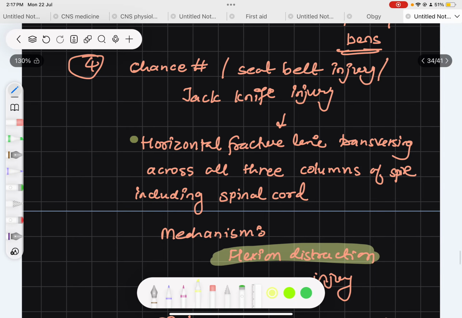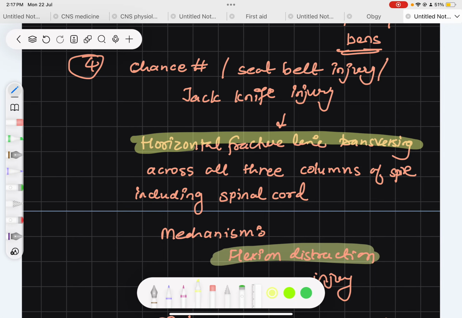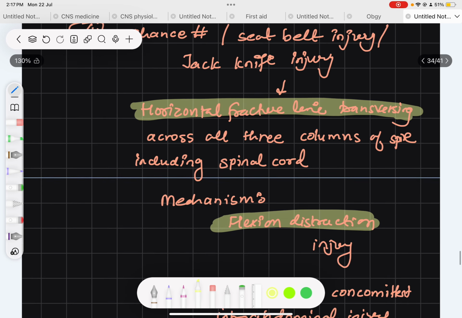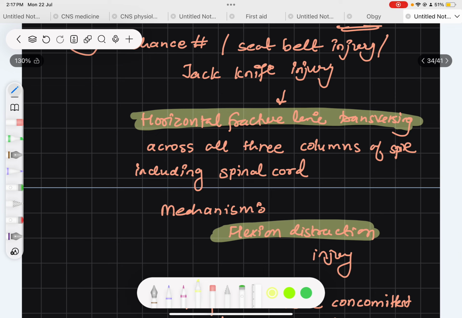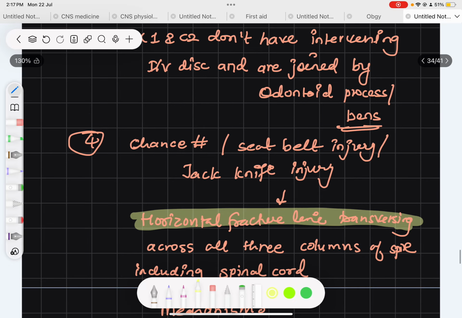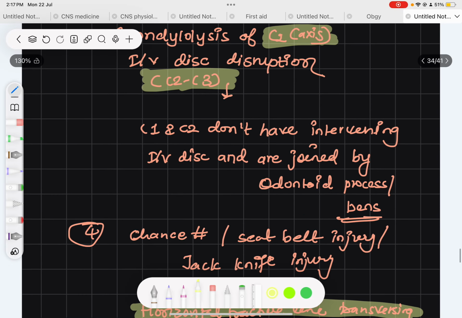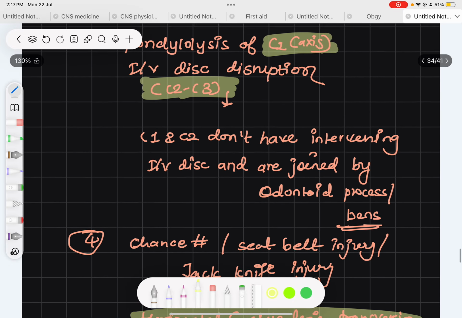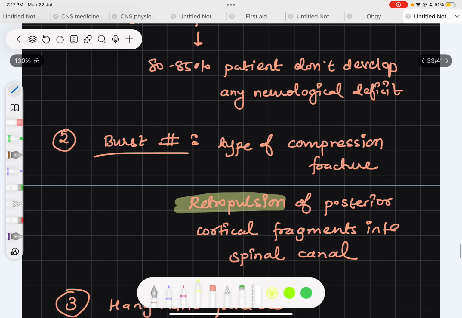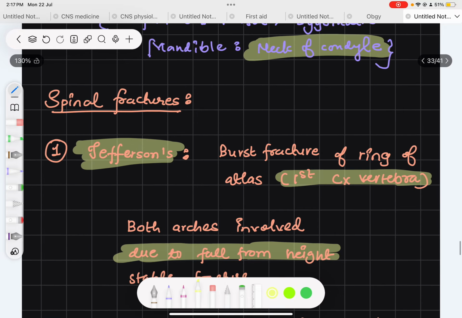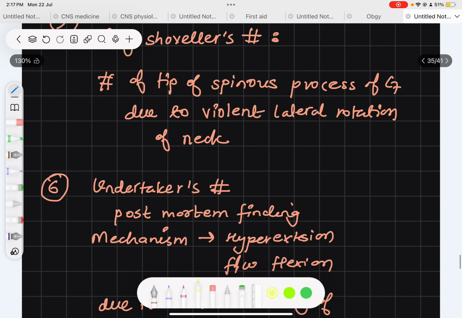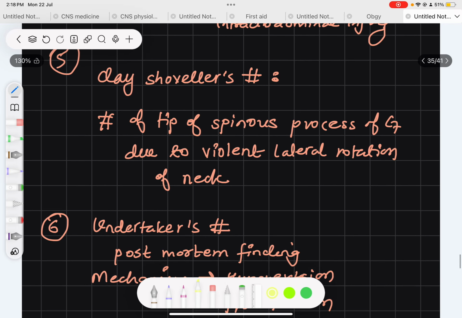And in chance fracture, jackknife fracture, a horizontal fracture line cuts across all the columns of the spine, including the spinous process. That's why they are called jackknife, because horizontally it is cutting all of the things that come in the way. Chance fracture, seat belt, jackknife and chance, we have to remember together. Hangman is an easy one to remember, and Jefferson is also, I think, easy. There will be no problem.